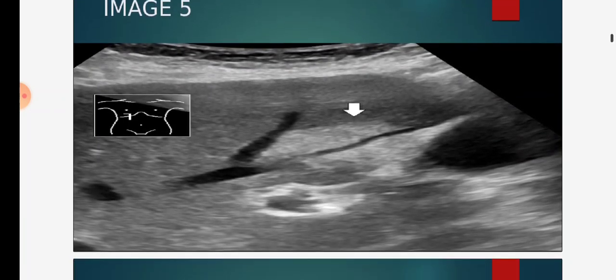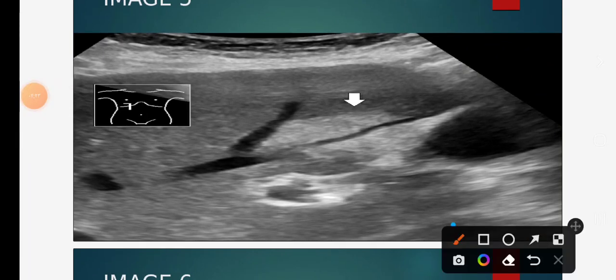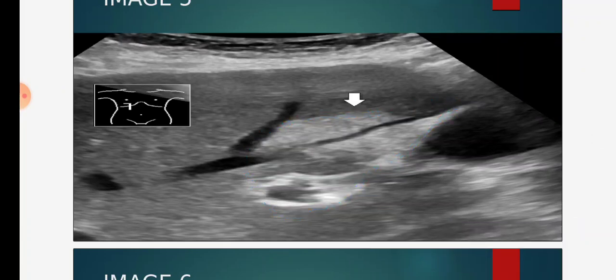Image number 5, another for the liver abdomen. I see a speculated lesion inside of the liver, homogeneous or sometimes hyperechoic. The feature of focal fatty liver.